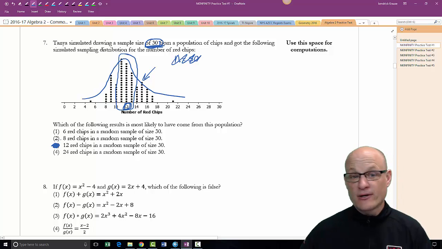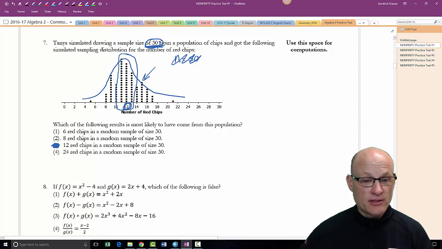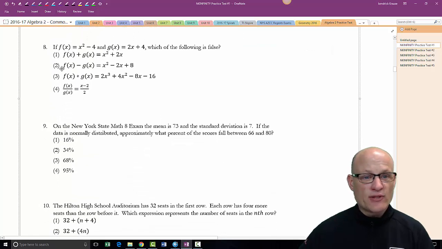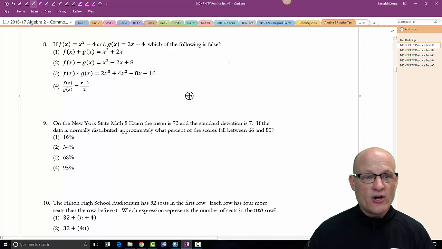There it is. Straightforward. Nothing difficult about that problem, kids. All right, what do we got here? If f of x equals that and g of x equals that, which of these is false? So we got to add them, subtract them, multiply them, and then divide them. That's a pain. Well, adding them's pretty easy.